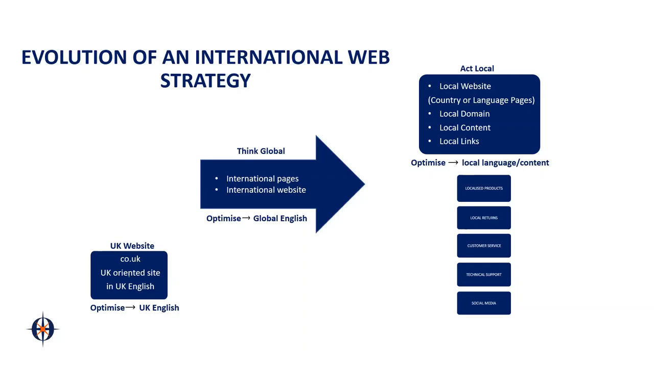Many companies that we start with are over at the beginning. They're a UK website wanting to convert into an international website. And we take them through the journey of starting off by, in step one, thinking global. That is looking at maybe adding international pages, starting the first steps of their international website journey, perhaps optimizing using something called Global English, which I'll refer to later, before they move into a total local website. So if you just keep this in mind, that there's a bit of an evolution, it's never ending really, but there's a bit of a journey to get from a UK site to a truly global international website.